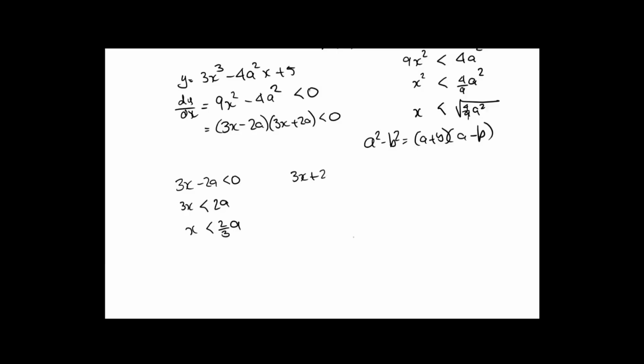3x plus 2a must be less than 0. That was thunder just now.